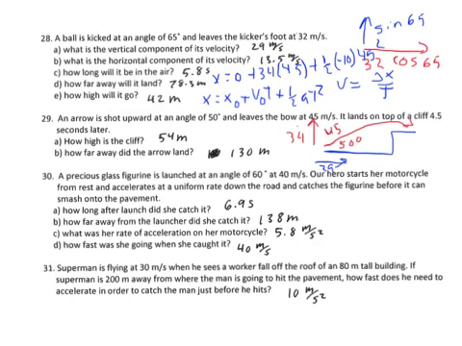Now, how far away did it land? Well, all I had to do there, this is always an easy question. The horizontal component is 29, and the total time in the air is 4.5. So I multiply 4.5 times 29 gives me 130.